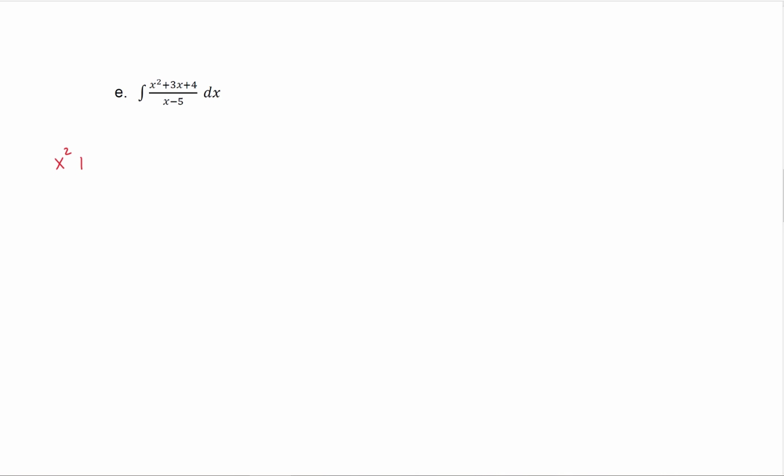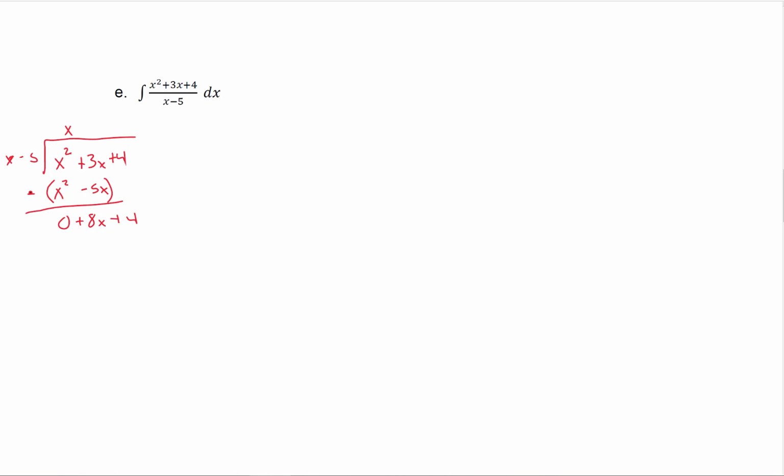So if we look at it, x squared plus 3x plus 4 divided by x minus 5. Thinking about long division, x times what's going to give us x squared? So x. x times x gives us x squared. x times negative 5 gives us minus 5x. And then we're subtracting that. So x squared minus x squared is 0. 3x minus negative 5x, so that's 3x plus 5x gives us 8x. Bring down our 4. And we keep going.